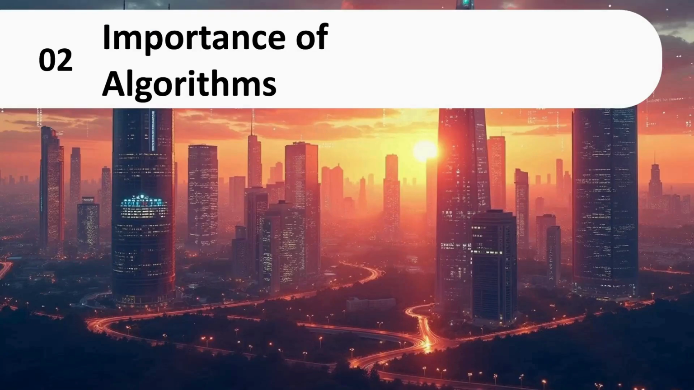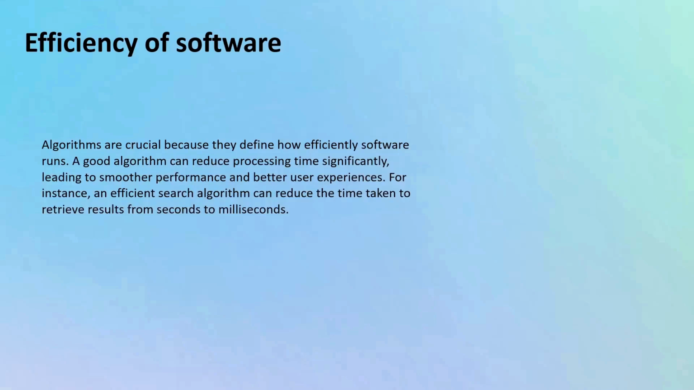So, importance of algorithms. Let's talk about this. Efficiency of software. Algorithms are crucial because they define how efficiently software runs. A good algorithm can reduce processing time significantly, leading to smoother performance and better user experience. For instance, an efficient search algorithm can reduce the time taken to retrieve results from seconds to milliseconds.